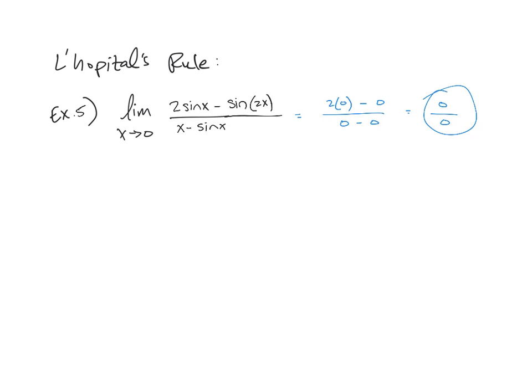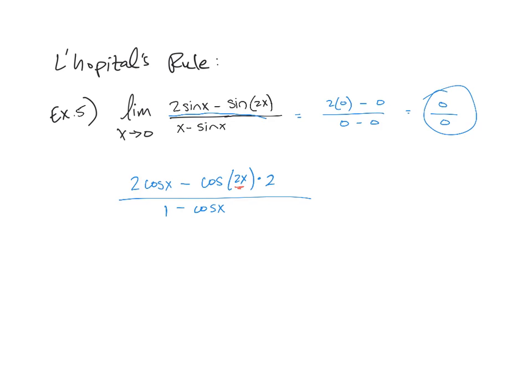So L'Hopital's rule says the derivative of the top. So the derivative of our top would be 2 times cosine x minus, and the derivative of sine is cosine, leave the baby alone. Since this was a composition, I've got to multiply by the derivative of the inner function, and the derivative of that inside is just 2. All over, the derivative of x is 1, and the derivative of sine x is cosine x. So we got our derivative.